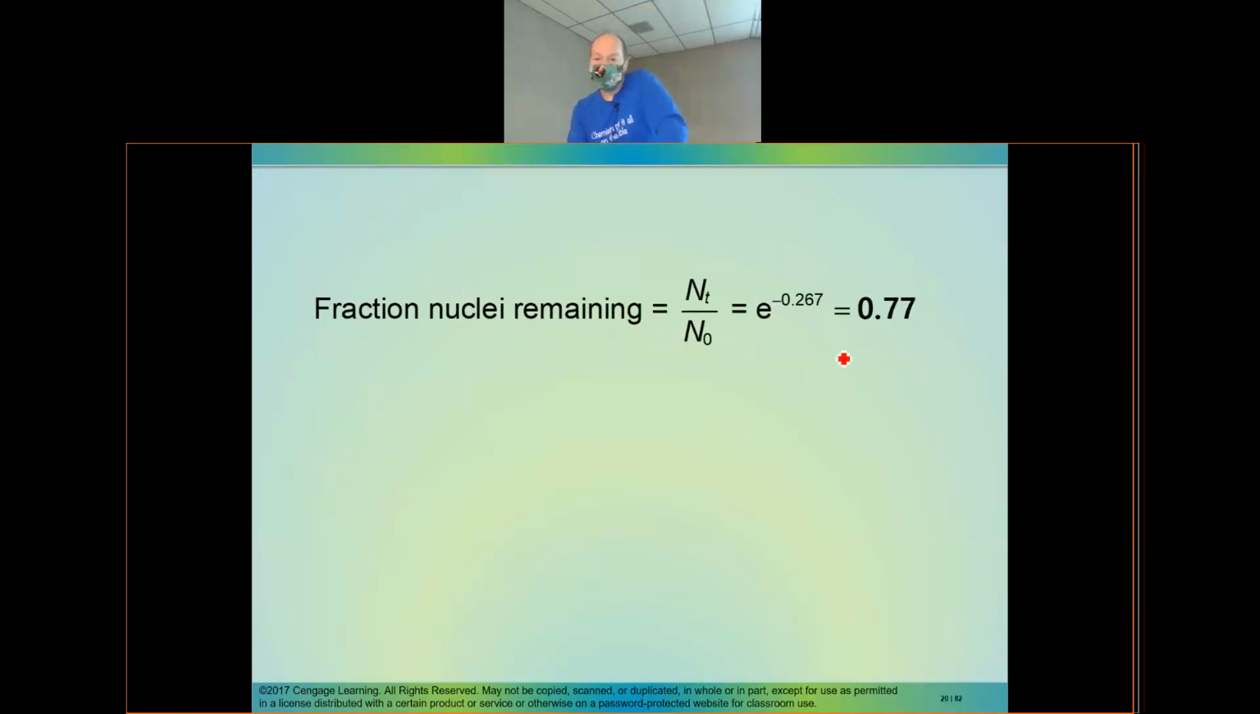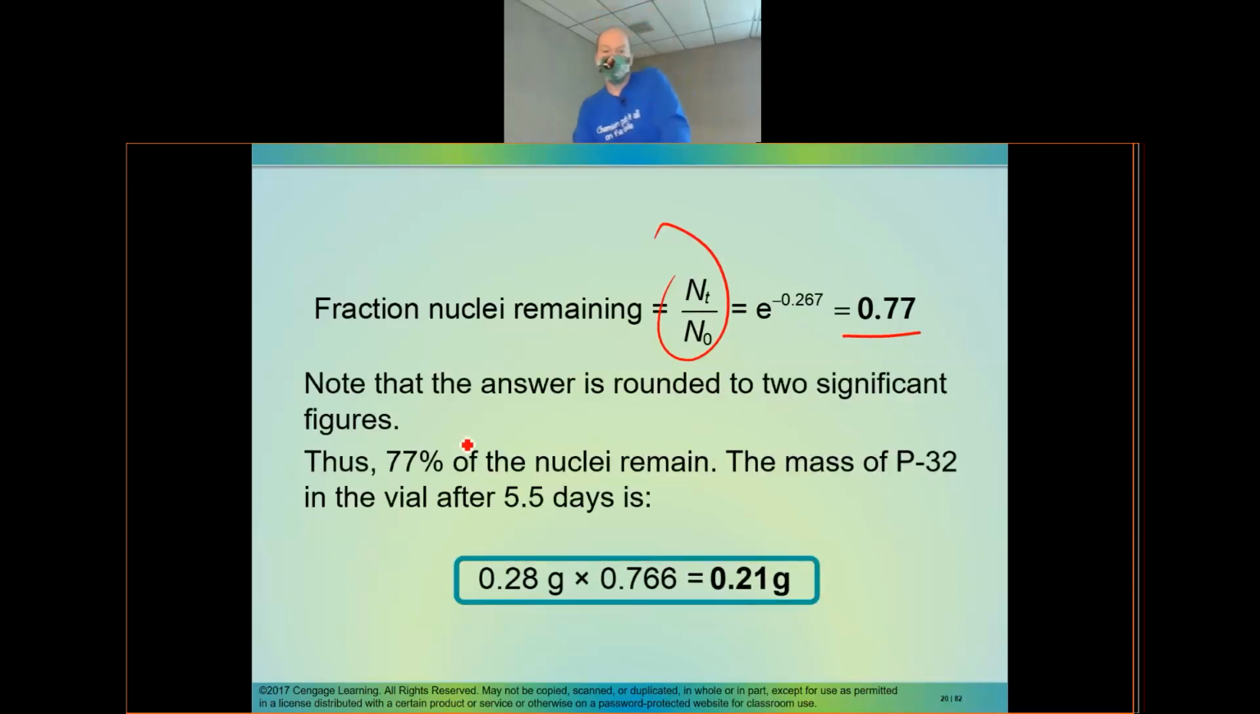All right, and so when you push the button, you get a 0.77. So the fraction remaining is 0.77. The percent remaining would be 77%. So if we started with 0.28, only 0.77 remains. They added another sig fig here, but they don't want that to limit our answer, so you get this number to one more sig fig than you need for your answer. Anyway, 0.28 times the 0.77, or an extra sig fig, 0.766. You see that now you have 0.21 grams.